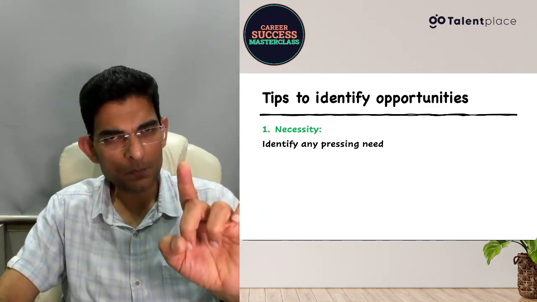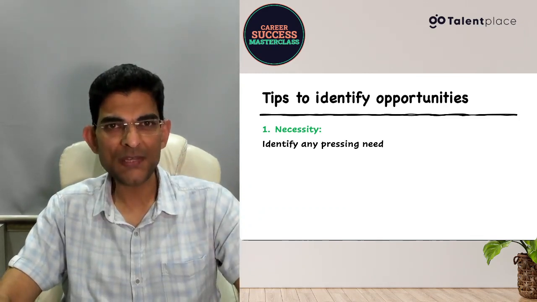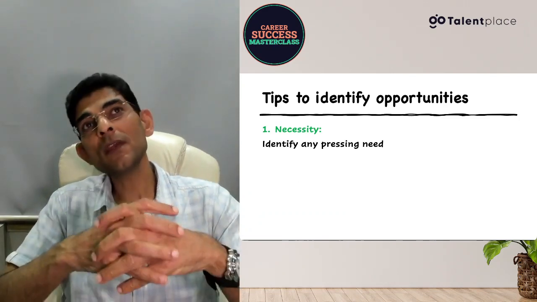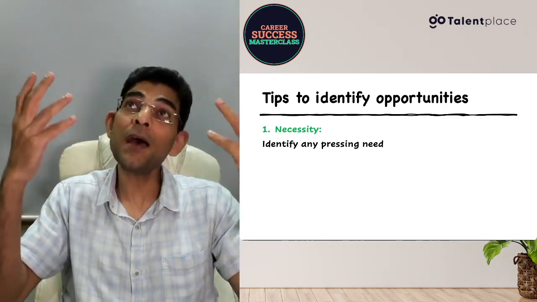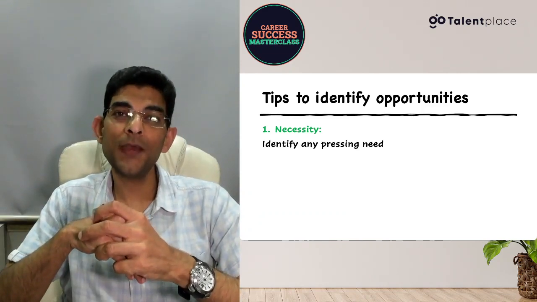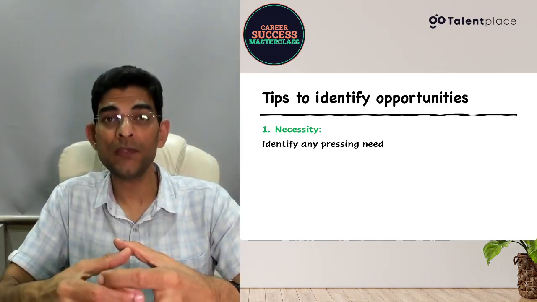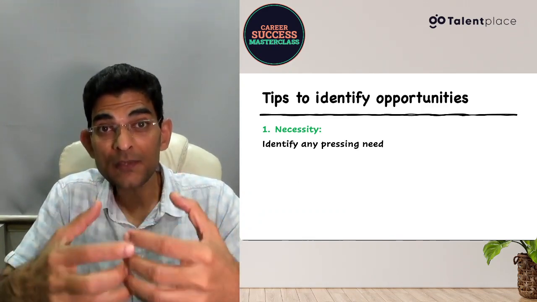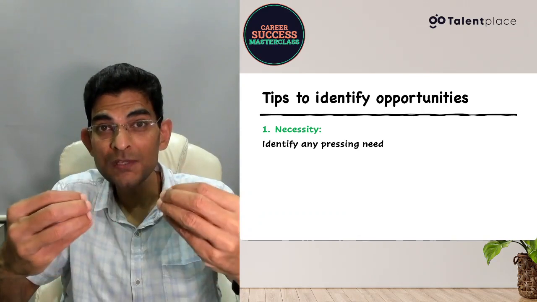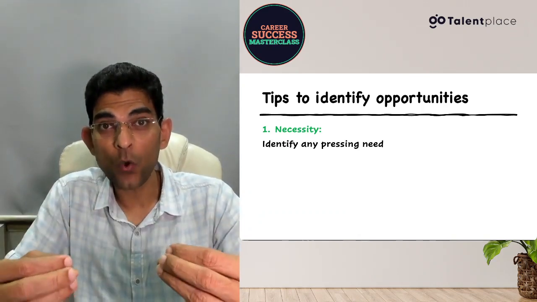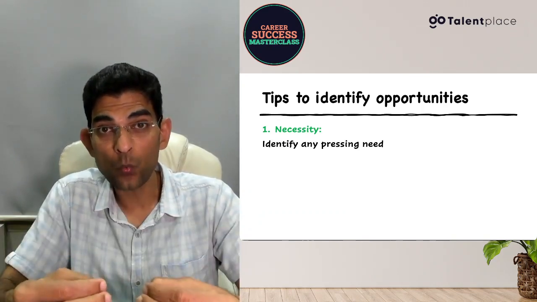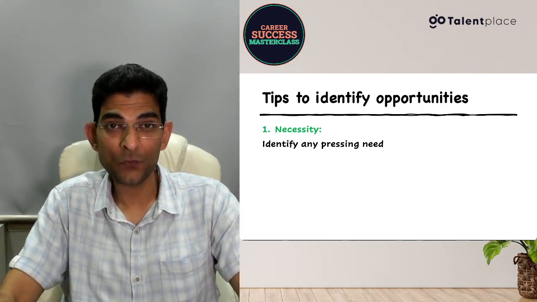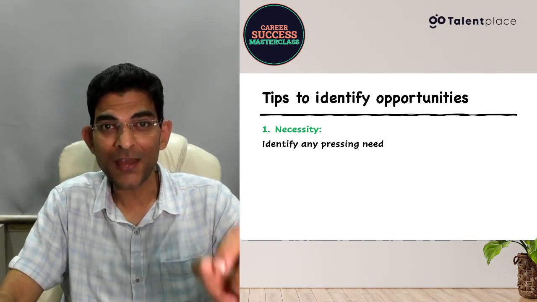Identify your pressing need. Pressing need means something which is really needed. There are two kinds of needs. One is which is a luxury: if we have it, it will be good. And the second is we have to have it. There is an immediate need for something. Identify those immediate needs right now. What do people need right now, at this moment of time, and which they are not getting? If you can find such a thing, that is a diamond. Okay.